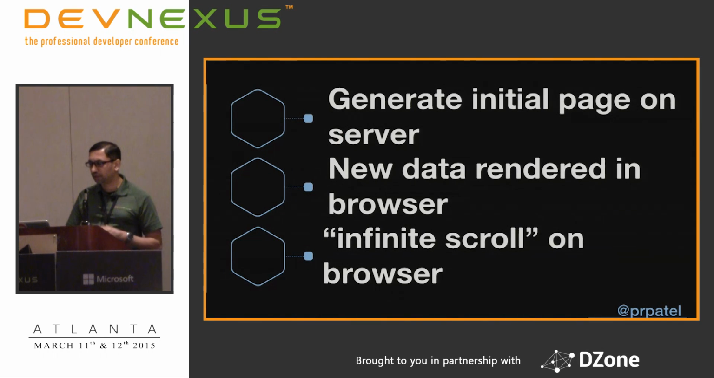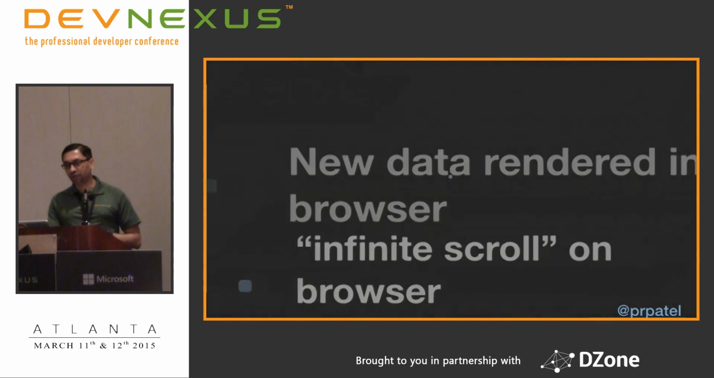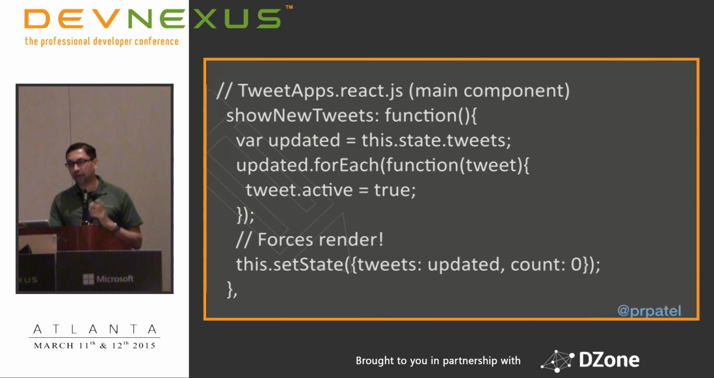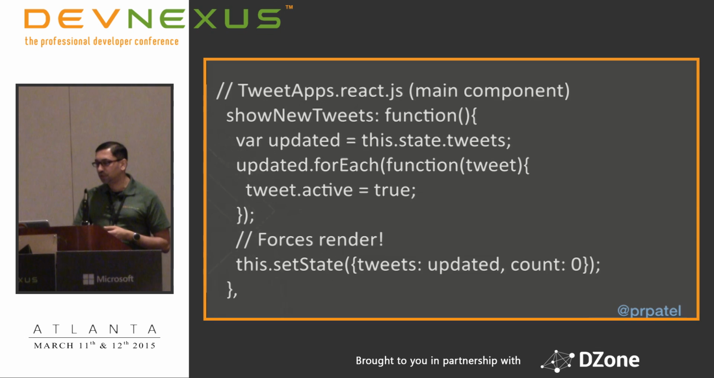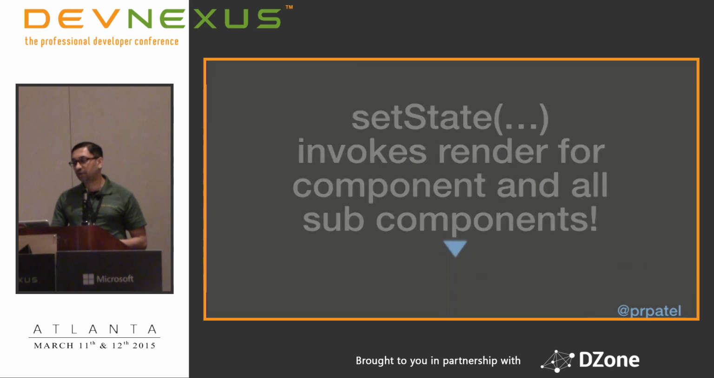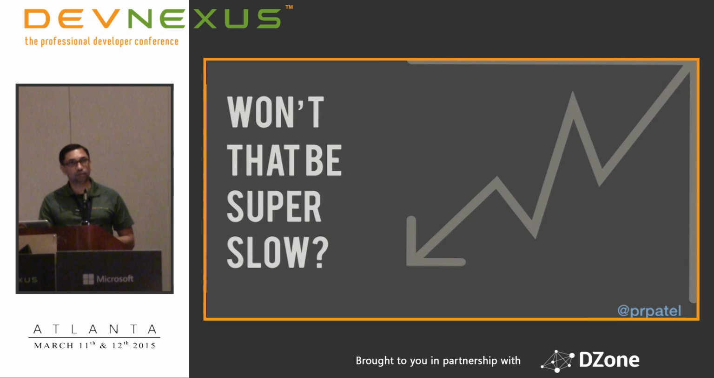All right, so we talked about this. Generate an initial page on the server. New data is rendered in the browser. How does this come together? We looked at how we set the state. Set state invokes render for that component and all subcomponents. In our case, we started at the top of the tree and worked all the way down. It checks the state of everything and creates that virtual DOM snapshot.